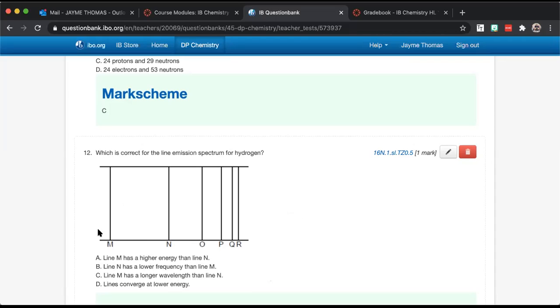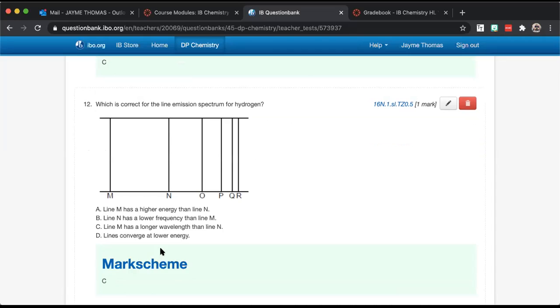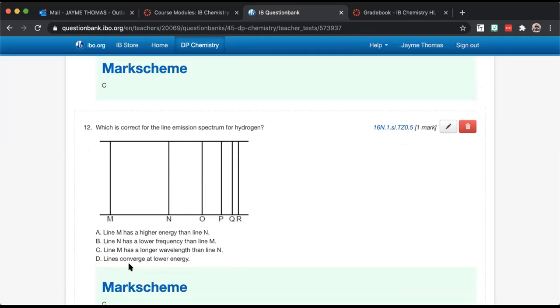C, line M has a longer wavelength than line N. Yes. That one is the correct one. Why is that one correct, Javon? Because it's closer to the nucleus, isn't it? Yeah, exactly. It's closer to the nucleus, which means lower energy, and energy and wavelength are inverse. So it should be C. Yep, it is C. And then D, just to check D, it says lines converge at lower energy. That's not true. That's the opposite. Up here where the higher energy is, that's where the lines converge. Okay.